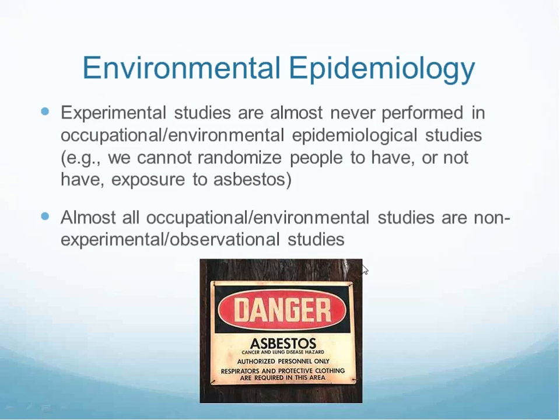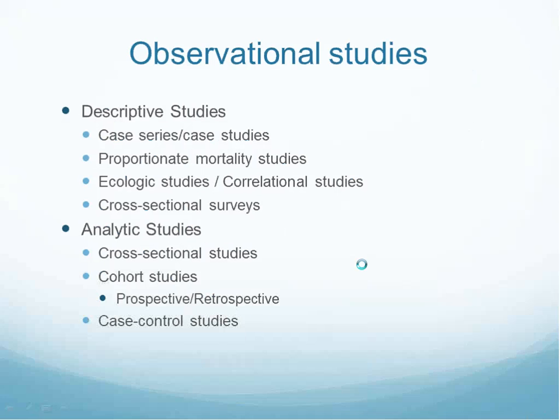So I'm going to focus more on the observational studies from here on out. These can be further broken down into what I have listed as descriptive studies or analytic studies. Some descriptive studies are things like a case study or case series, proportionate mortality studies, ecologic studies, sometimes also referred to as correlational studies, and then cross-sectional surveys. And I'll give examples of each in the following slides.